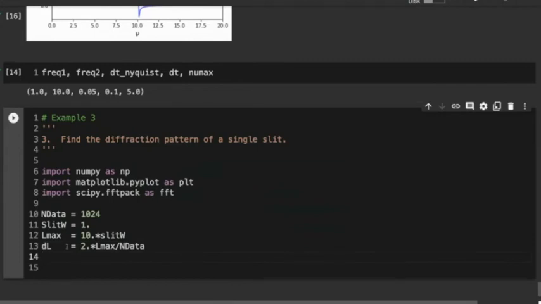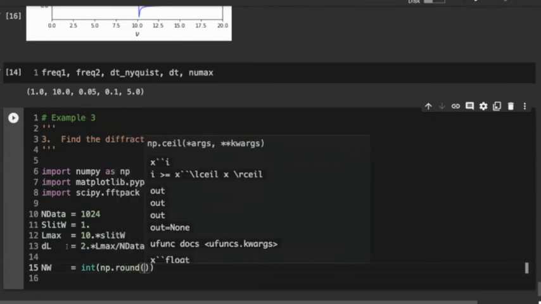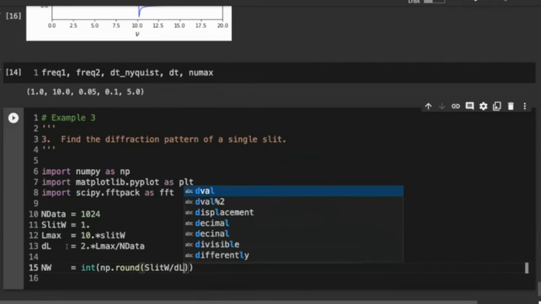DL is what we are calculating. And now the slit is also discretized, so I can only make it fall to 0 at a regular interval. So the slit width in numbers, let's calculate that. That will be an integer. And again, I will do the same thing. So np.ceil, or maybe this time we will do np.round, which will round it off to the nearest integer. So the slit width in units is this, and each unit in the discretization is dl.